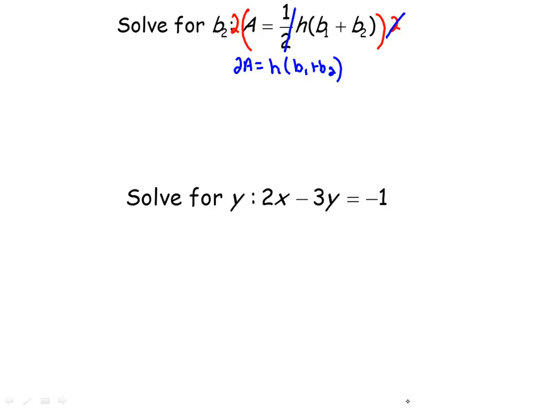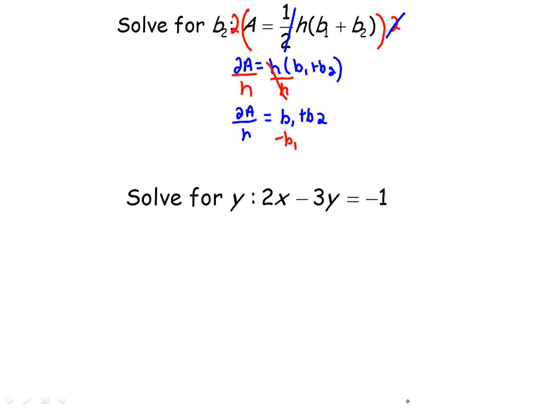What would it be? Divide by h. That says h times the group. So we're going to divide by h. Now our parentheses can go away. So now we have 2a over h is equal to b sub 1 plus b sub 2. Now do you remember what we were looking for? We need to get b sub 2 by itself. So that means we need to get rid of what? B sub 1. That's a positive b sub 1, right? So how are we going to get rid of it? We're going to minus b sub 1.